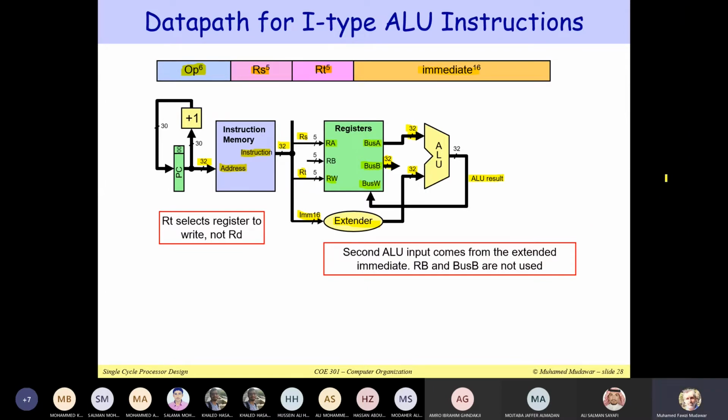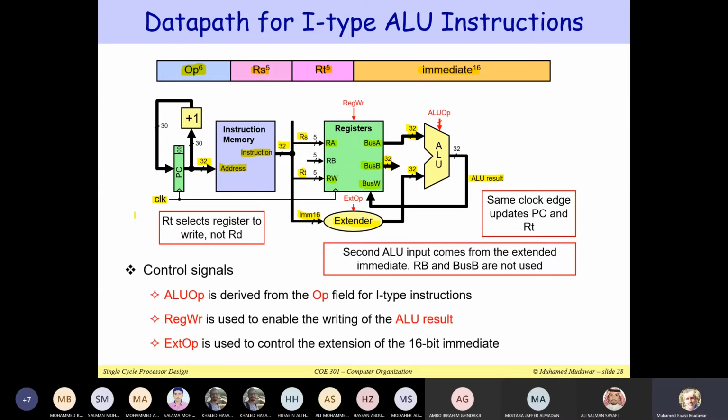Again, we need to control this, so we need the clock. The clock is essential because we have to indicate when we update the PC and when we update register RT inside the register file. So two registers are updated: register RT and the program counter. They are both updated at the same edge of the clock.